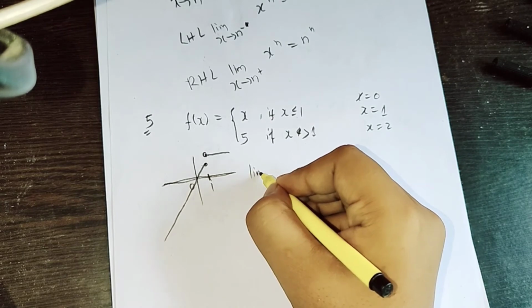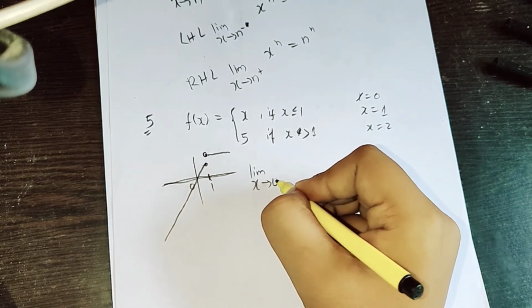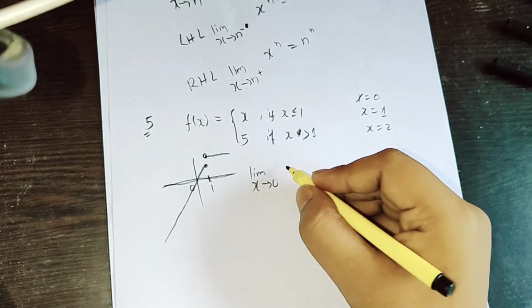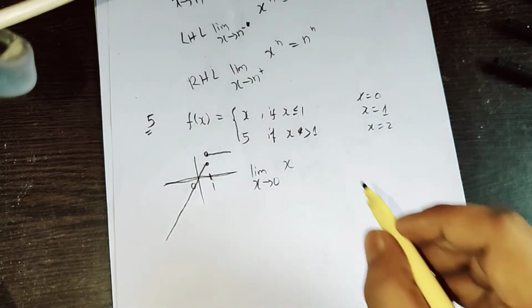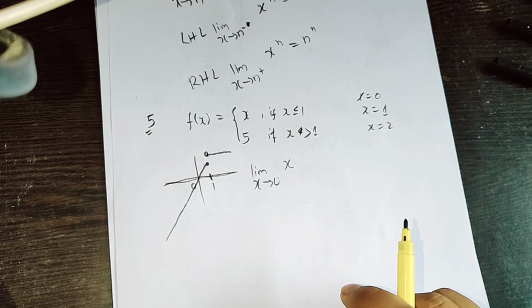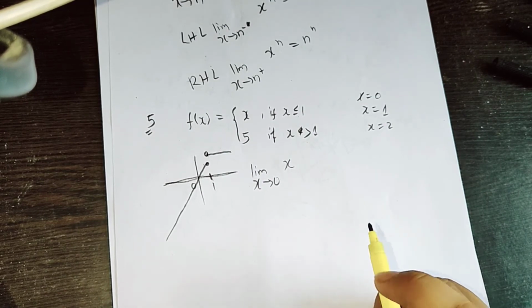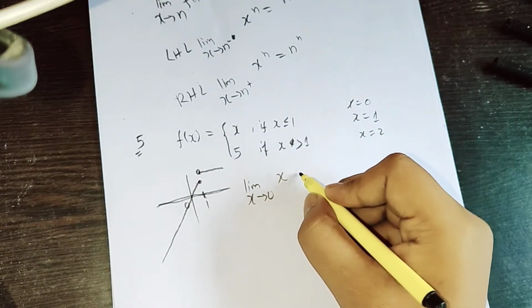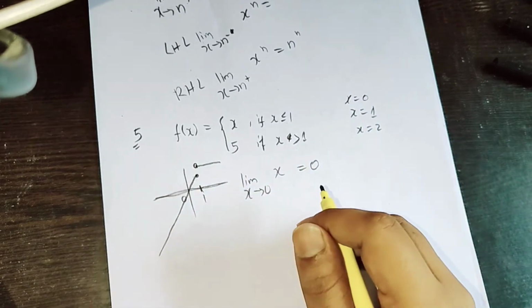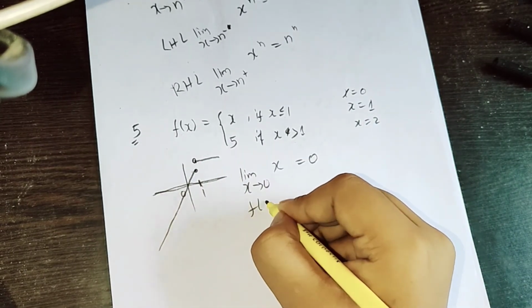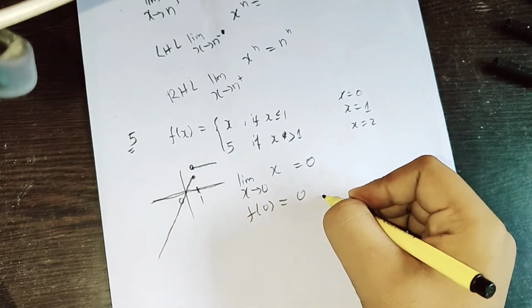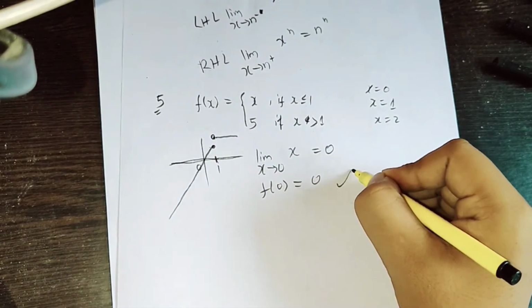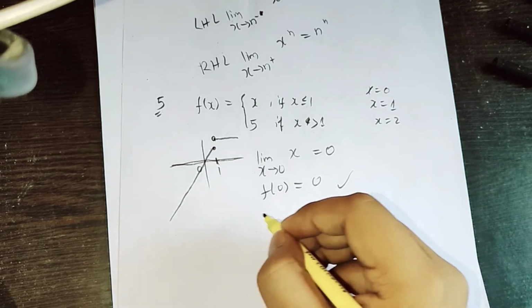So what we will write, limit x tends to 0, and it will come x. Why x? Because it is less than 1, so x will come. So if you put the value, it will come 0, and now we will calculate the functional value, which is f(0), and it is also coming 0. So it is continuous at x is equal to 0. So moving to second part.